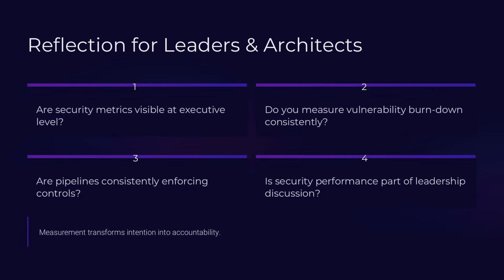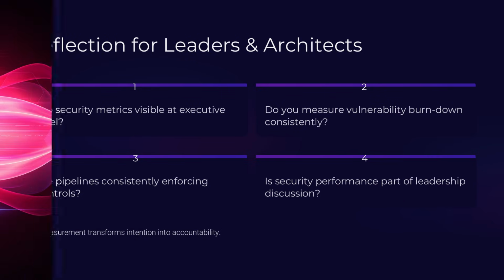Ask yourself, are security metrics visible at executive level? Do you measure vulnerability burndown consistently? Is risk reduction trending positively? Are pipelines consistently enforcing controls? Is security performance part of leadership discussion? If you cannot answer clearly, your DevSecOps program may lack measurable direction. Measurement transforms intention into accountability.